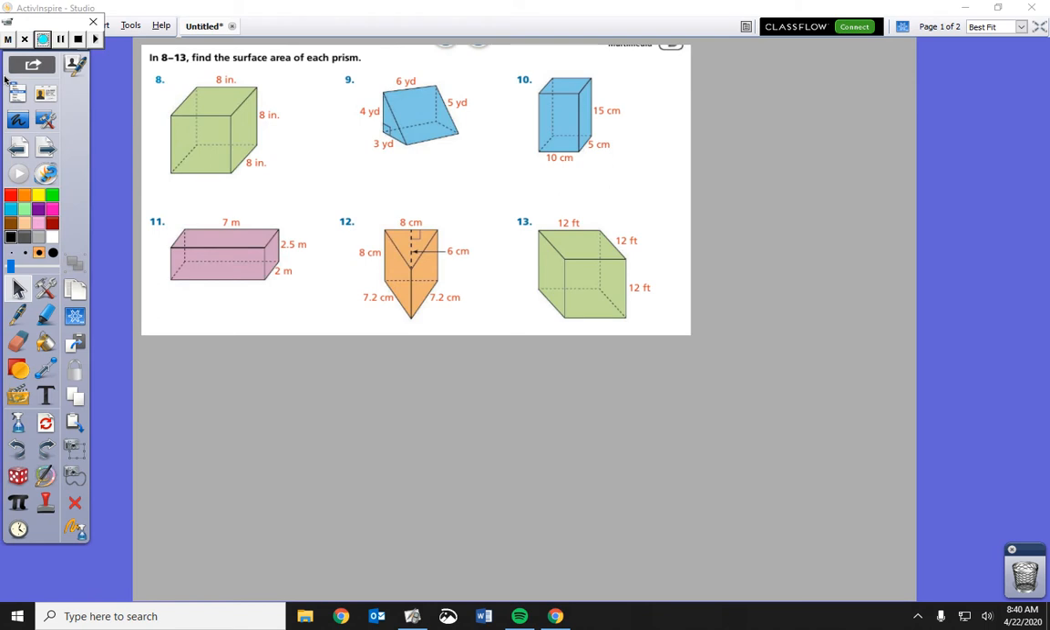I'm going to go through the evening practice or the classwork from yesterday. Should you have any questions? We're talking surface area here.